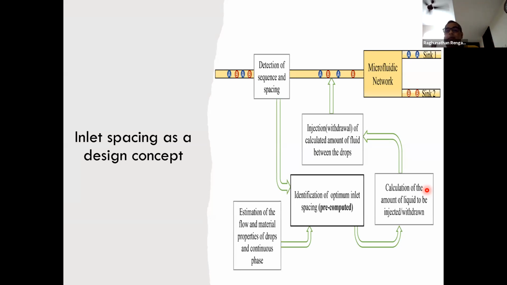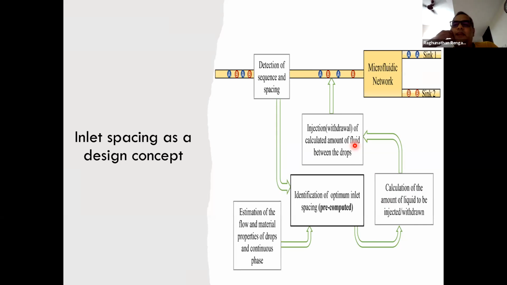So the question is, if you give me droplets coming in, is there some way in which you can find out the appropriate spacing between these droplets so that at the exit, it will do what you want it to do? So for example, here, if I have a sequence of droplets A and B, which are two different droplets, I want them to come through this network, and then I want them to get sorted. Okay, one droplet goes in sink 1, another droplet goes in sink 2.